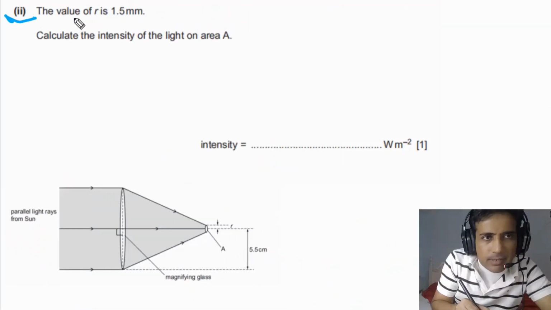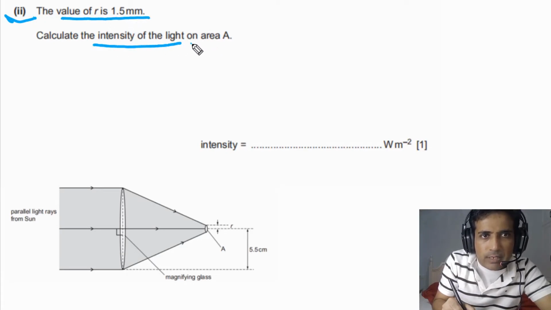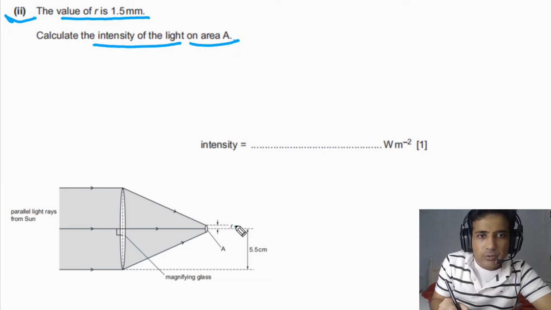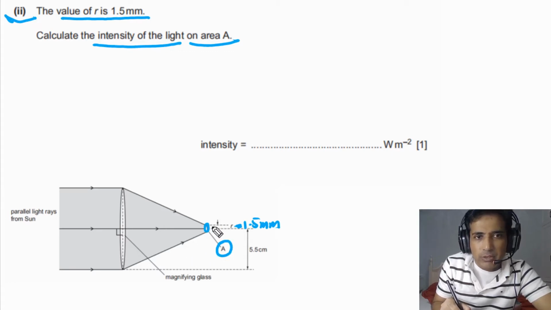For the second part, it is given to us that the value of R is 1.5 mm. We need to calculate the intensity of the light on area A. So here R means the radius of this small circle is equal to R, and the value of R is equal to 1.5 mm. And the area of this small circle is equal to A. We need to calculate the intensity of the light on area A.